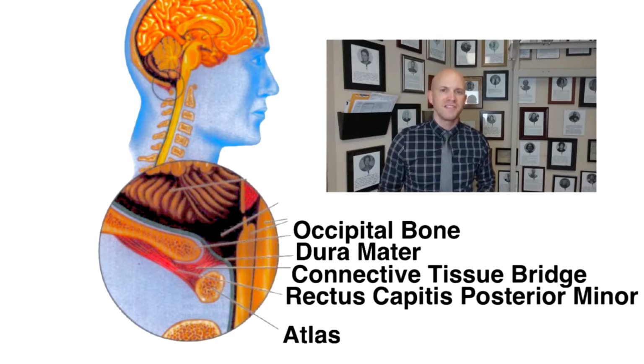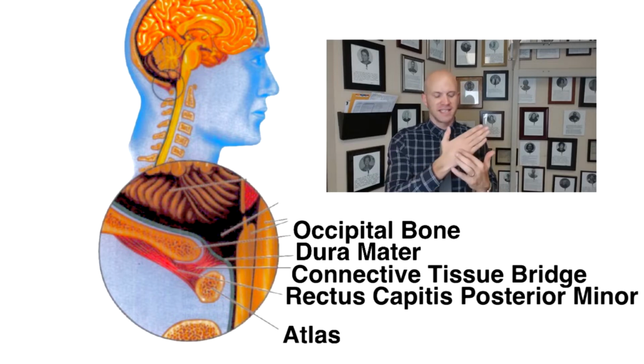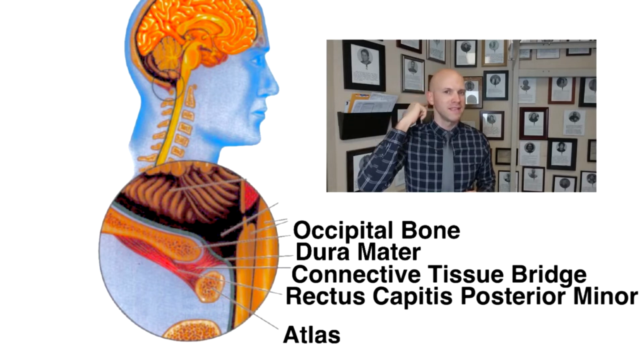What you've got to understand is that connective tissue bridge anchors directly into the dura mater. The dura mater is like a protective skin along the brain, the brain stem, and the rest of the spinal cord. But when that atlas vertebra is misaligned, headaches can be chronic. They can last for years because of the subtle misalignment of that top vertebra in the spine.